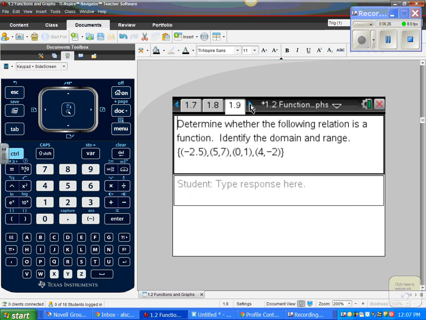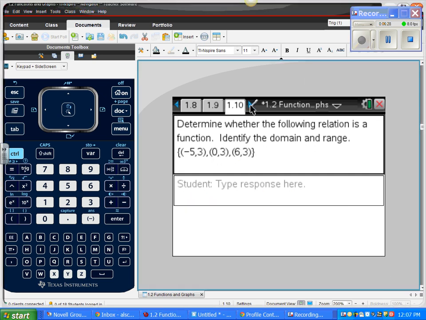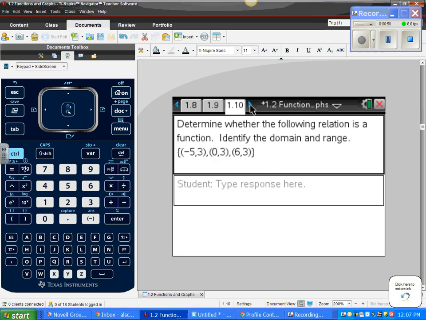All right, next page. Same thing here. Let's just look at those x values. This is a function. Even though they all go to the same element in the range, only one member of the domain goes to one member of the range. So it is a function. Okay. I think you got domain and range for that by now.